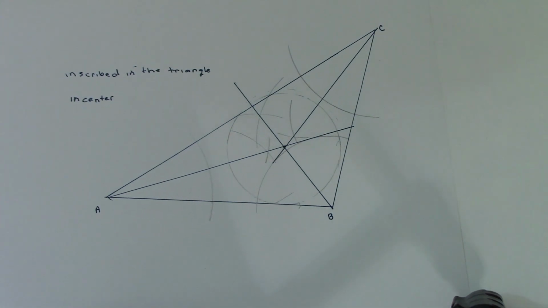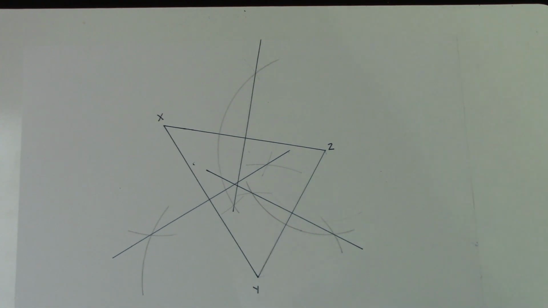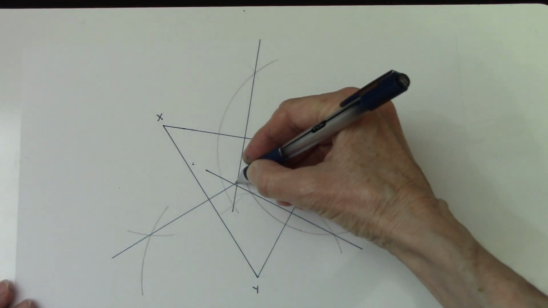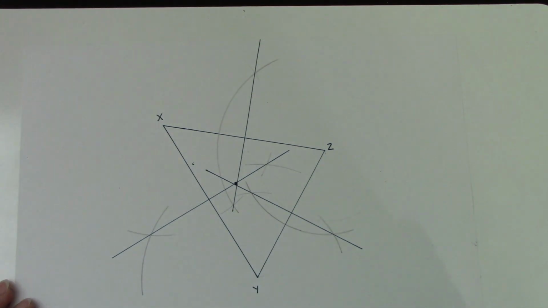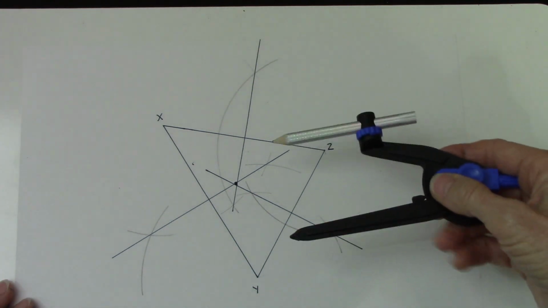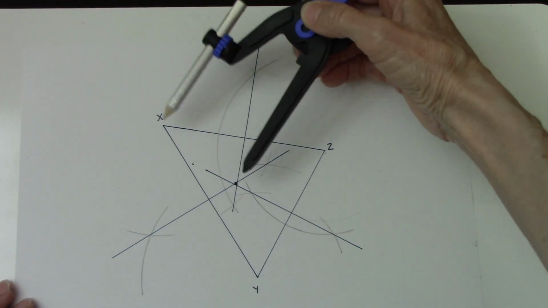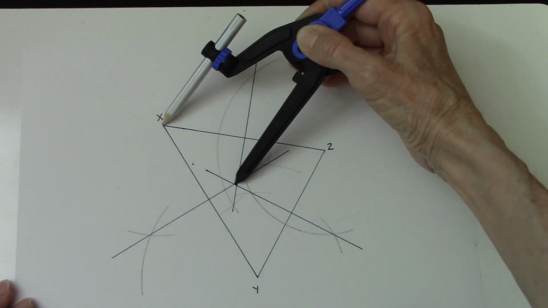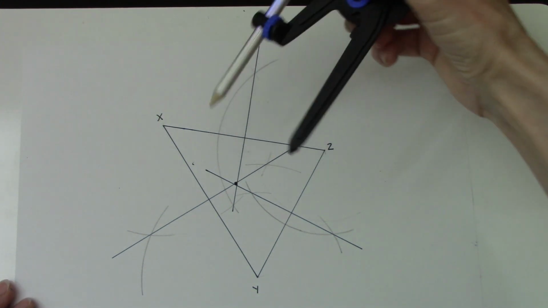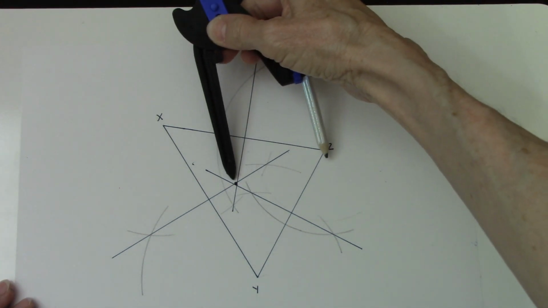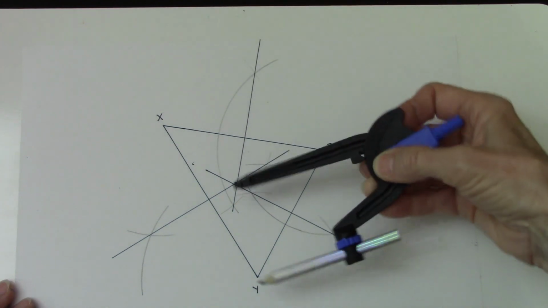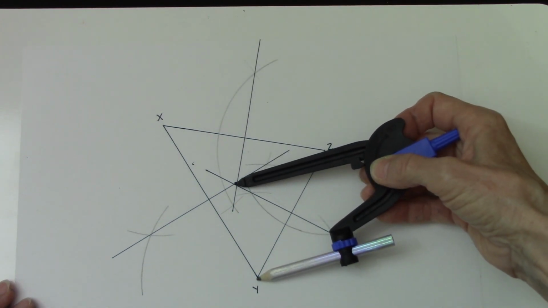Okay, I drew in the perpendicular bisectors for side XY and side YZ, and as you can see, they all meet at this point right here. That's their point of concurrency. Now what's special about that point is that the distance from this point of concurrency to point X, to point Z, and to point Y is the same.